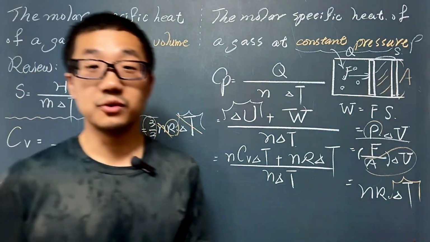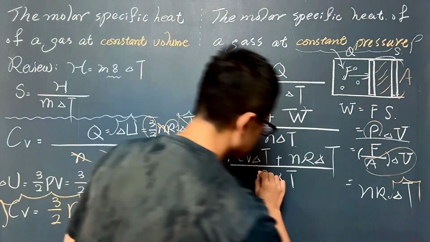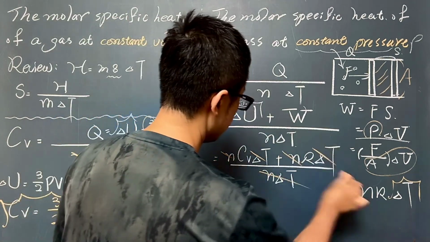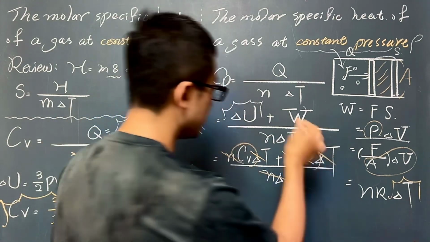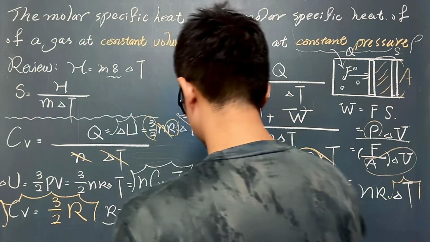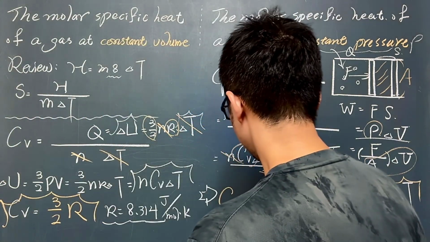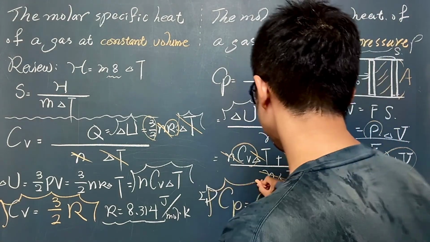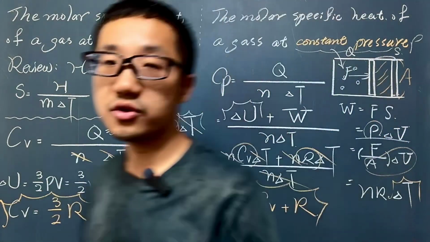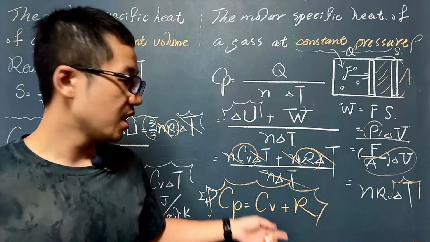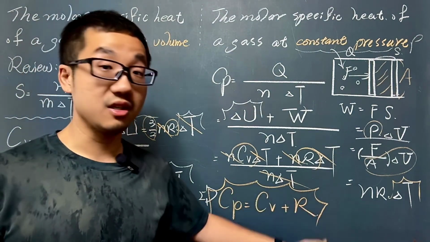I think we are ready. We're so close. Let's cancel the same item, n delta T, n delta T. All we are left with is the CV and an R. So the molar specific heat of a gas at constant pressure is equal to the molar specific heat of a gas at constant volume, plus one more thing, that is the R.